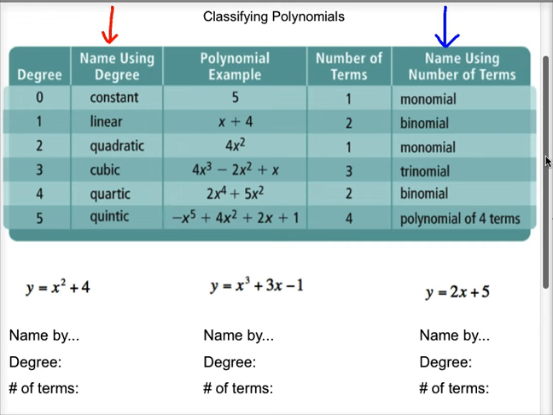So a constant means that it has degree 0 or just no x whatsoever. Okay, so that's what a constant means. So notice that example of 5 doesn't have any x on it. It's just a number. So that's why we label it a constant. And then it's named a monomial because there's only one part to it, one term to it.